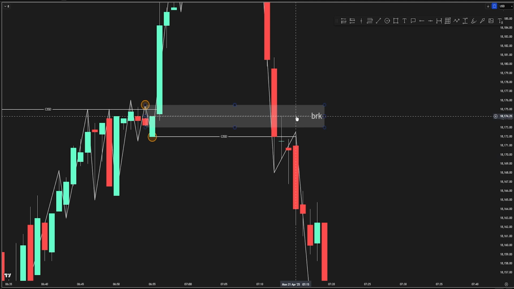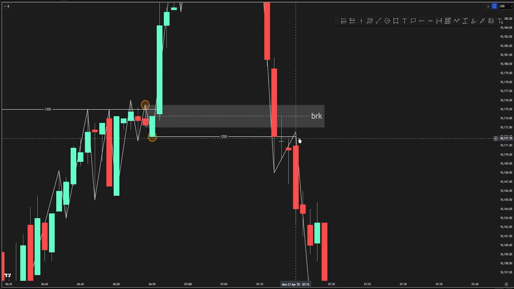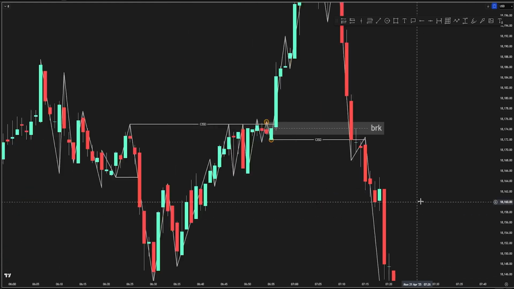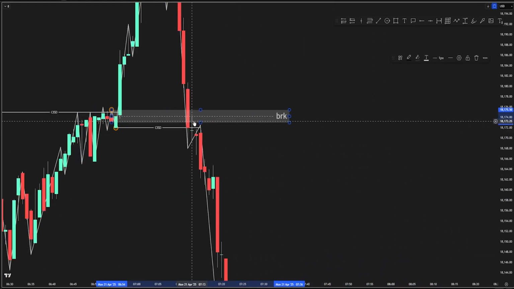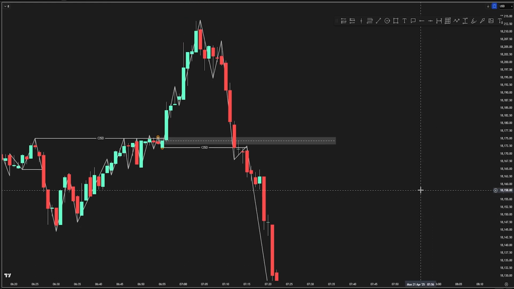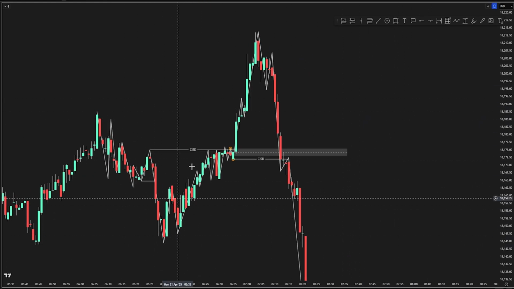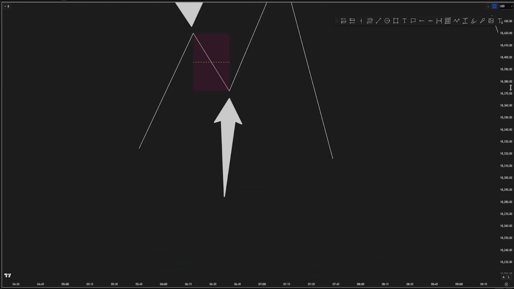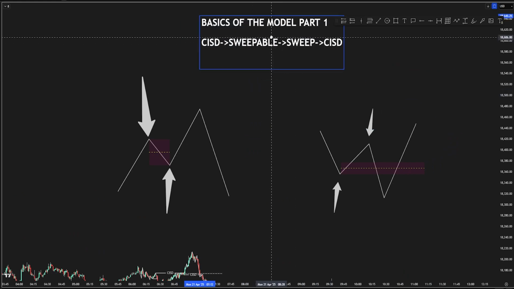So price should now stay below this. Like I said, though, once this closes below, we might not come back up here to the breaker block itself. We can just literally run off and never look. All right, cool. So that's the way it's supposed to look for the upside. That's the way it's supposed to look for the downside as well. So let's go back up and explain what a sweepable is next.